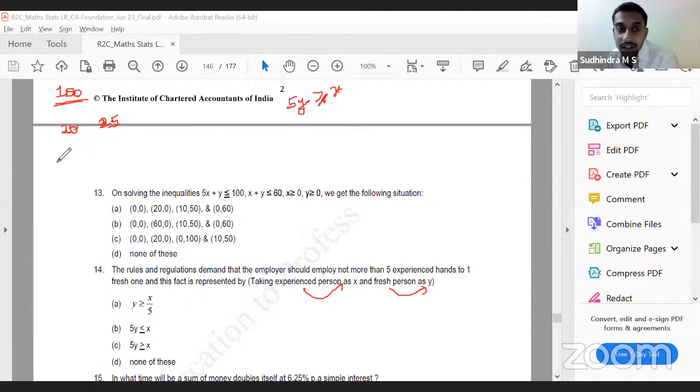Inequality being satisfied. If we have 10 fresh, then the maximum experienced that we can have is only 50, but we have 100. Condition is not satisfied. So 5 times 10 is 50, is not greater than or equal to 100. Condition is not satisfied. So this example numbers logic goes hand in hand with the inequality. Therefore, this inequality is the correct inequality.